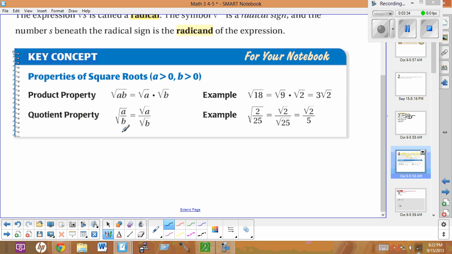Our quotient property basically says if I'm taking the radical of a fraction, I take the root of the numerator and the root of the denominator, whatever those are. An example would be the square root of 2/25 is equal to the square root of 2 divided by the square root of 25, which is the square root of 2 over 5. Now, we're going to look at some examples and actually work them out, so don't get hung up trying to copy these down. We're actually going to see how they work in the next example. But be aware we have the product property and the quotient property.